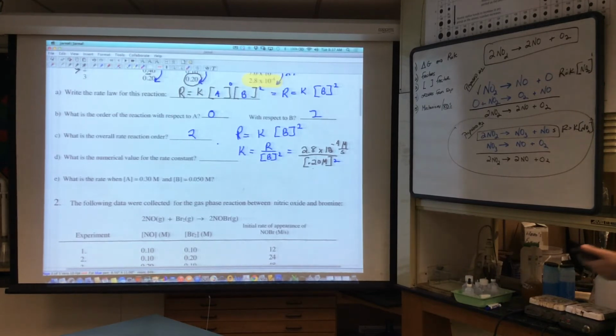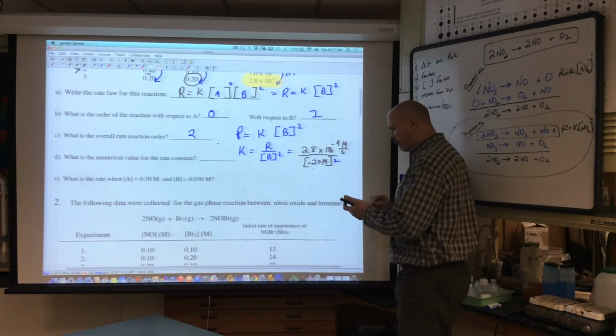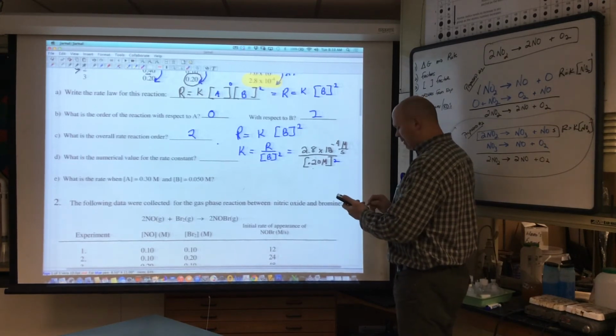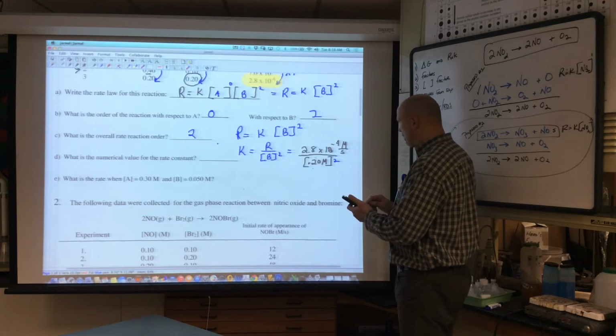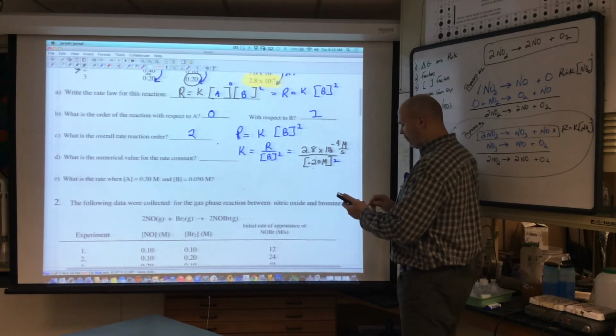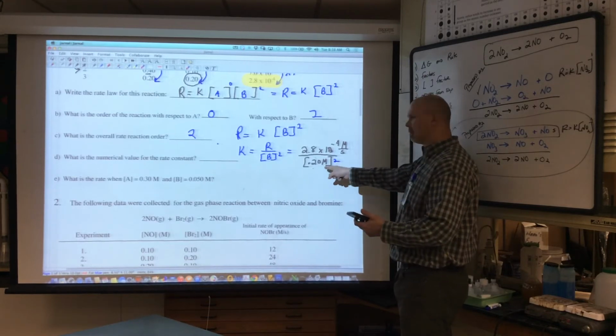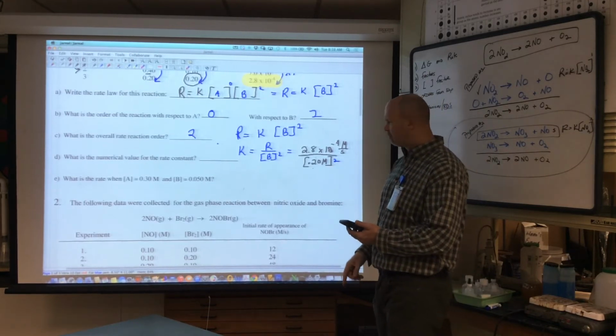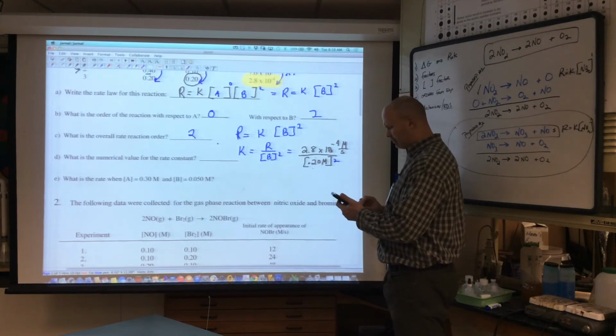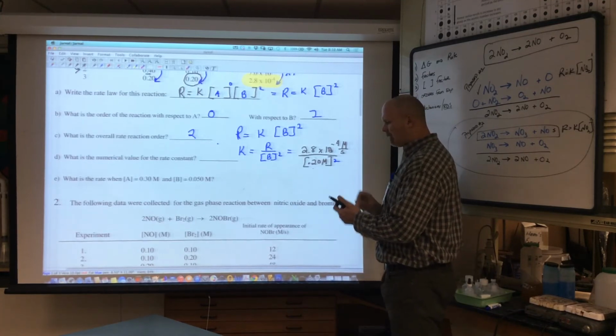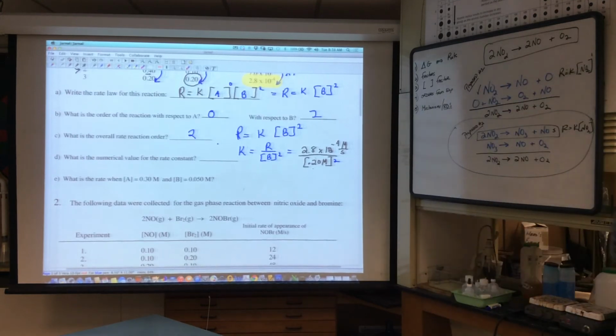No big deal. So I take my handy-dandy calculator. Don't forget it on that day. 2.8, although I do have extras, of course, to the negative 4. Divide by, what's 0.2 squared? 0.04. Okay, and I get 0.007. Now they'll give you a point for the 0.007. And they'll give you a point for the right units.